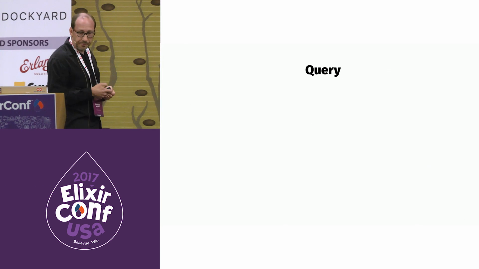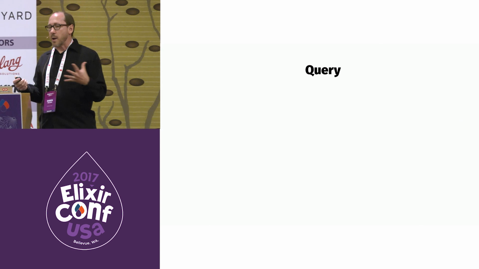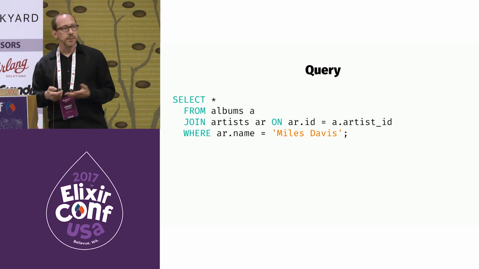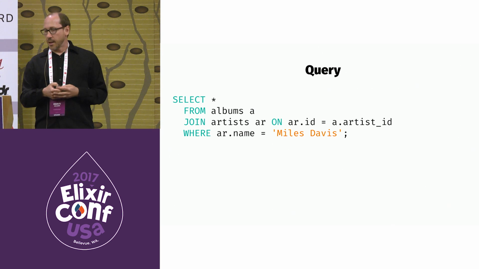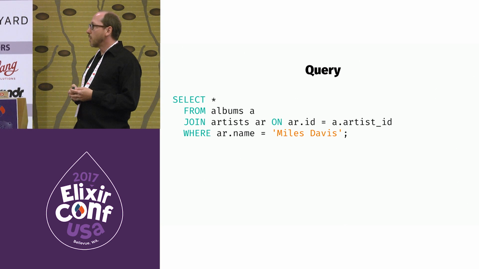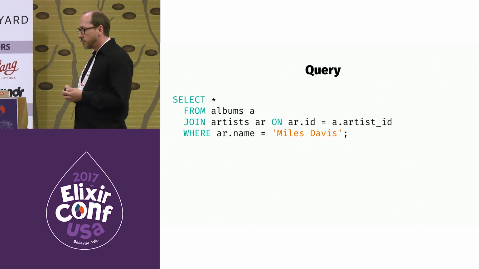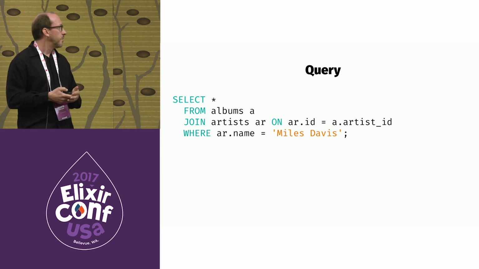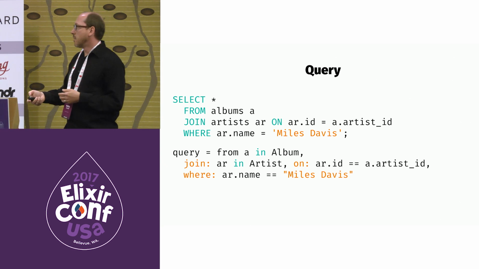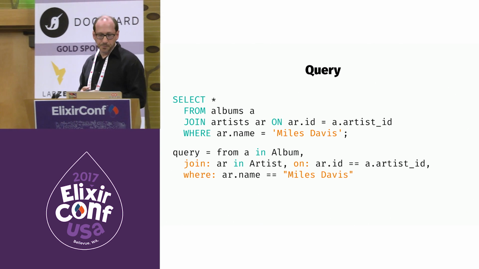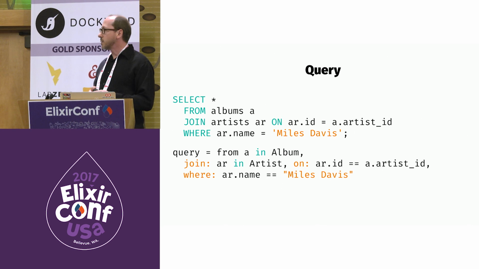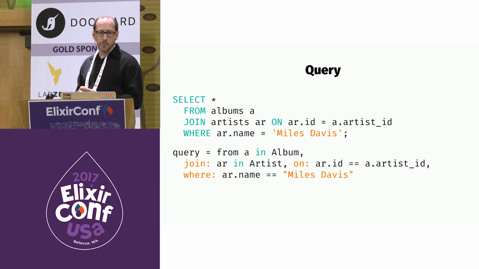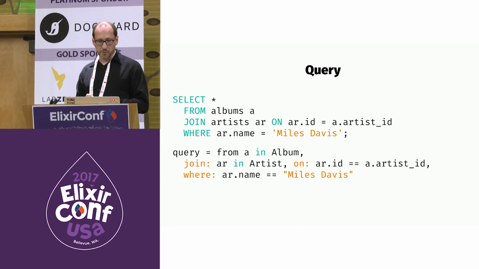Let's start with query. So Ecto uses macros to create a DSL for writing queries that feels a lot like SQL itself. And I mean that in a good way. Here's a SQL query that fetches all of the albums by Miles Davis. So we select from albums, we join on artists, then look at the artist name. Here's that same query in Ecto. As you can see, a lot of the keywords are the same and the structure is kind of the same. So if you're familiar with SQL, writing queries in Ecto will feel pretty familiar.